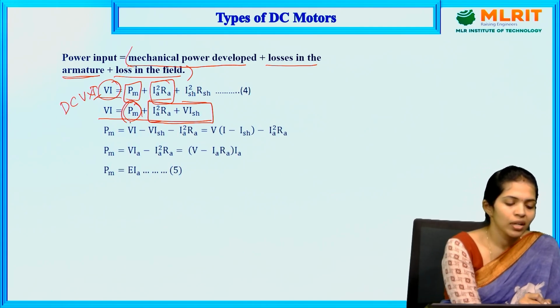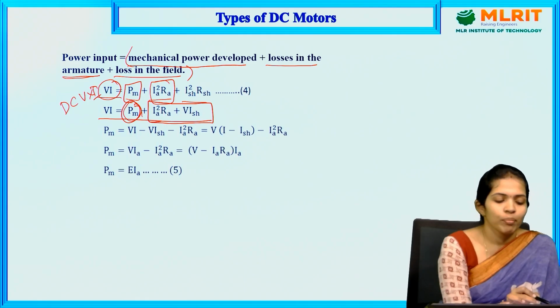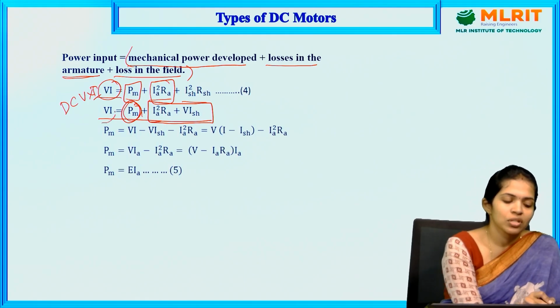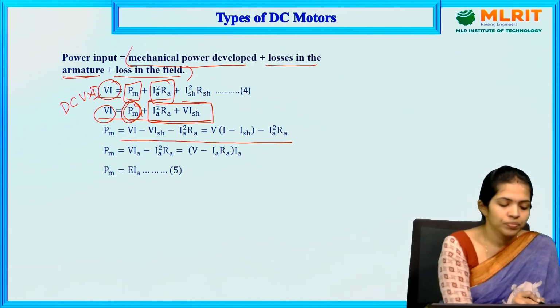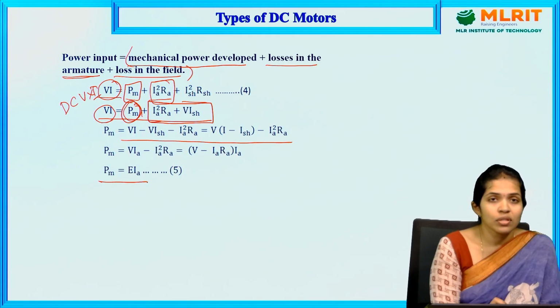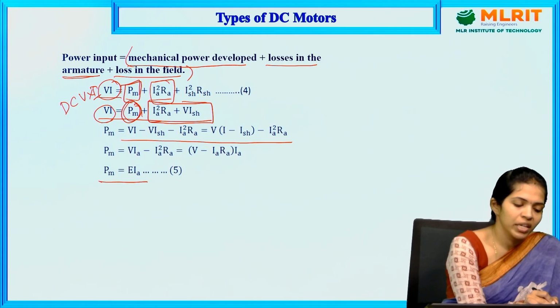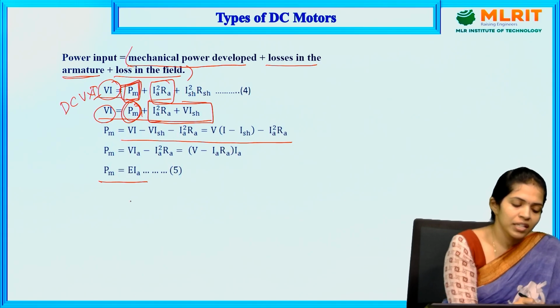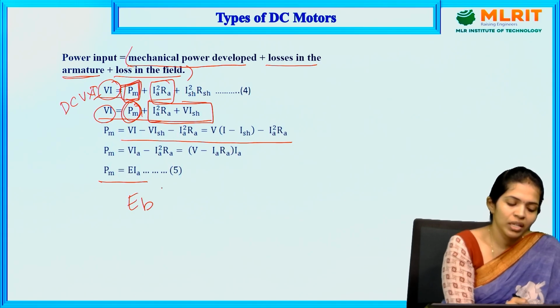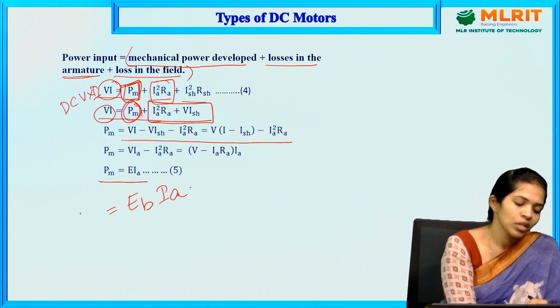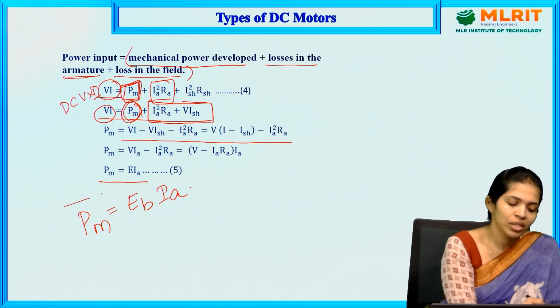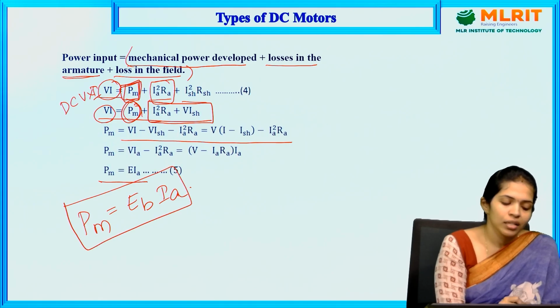Whenever we write the equation for mechanical power developed, we can bring the loss terms to the other side and write the entire equation. So this particular PM is nothing but the back EMF EB multiplied by the armature current, as we know the armature is responsible for giving us the mechanical output. So the mechanical power developed in the armature is given by the back EMF multiplied by the current IA.